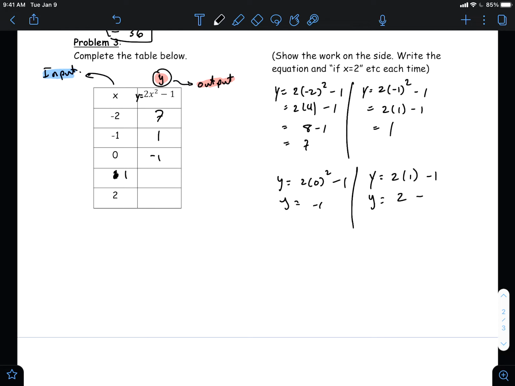2 times 1 is 2. Take away 1. I'm going to get this right this time. It's 1. And then if I plug in 2, do we notice any pattern there? So whenever you do this, try and notice a pattern, right? Just look for the pattern that you see in the outputs.